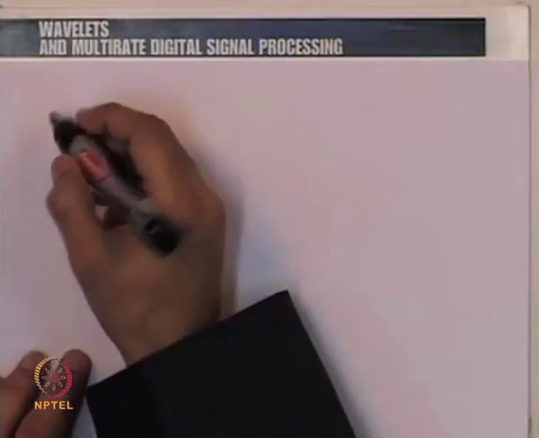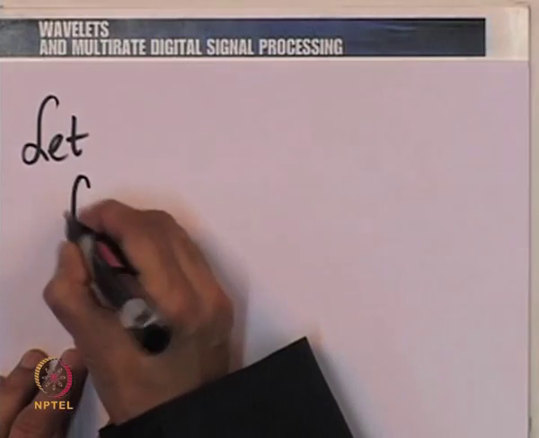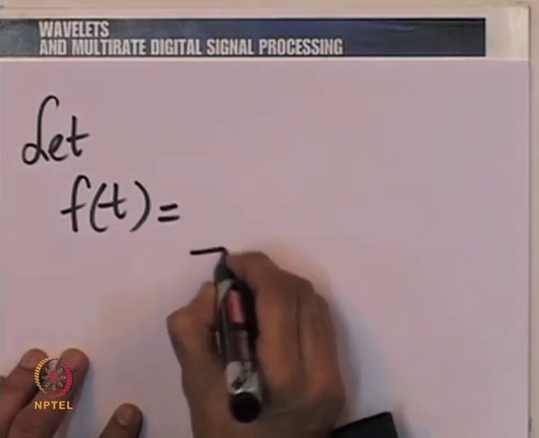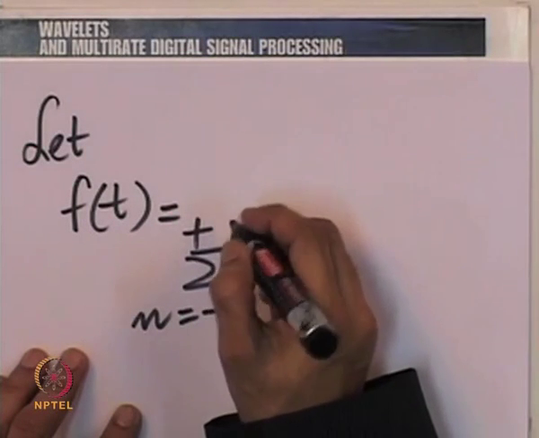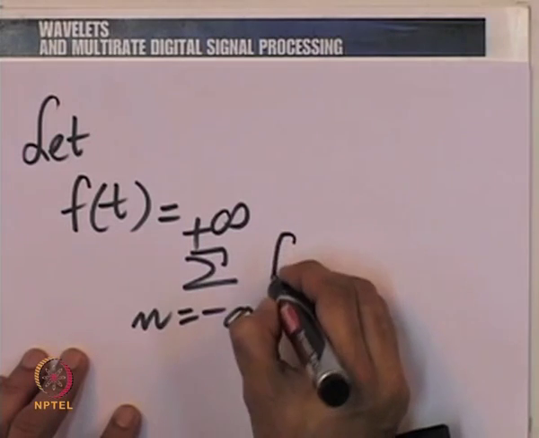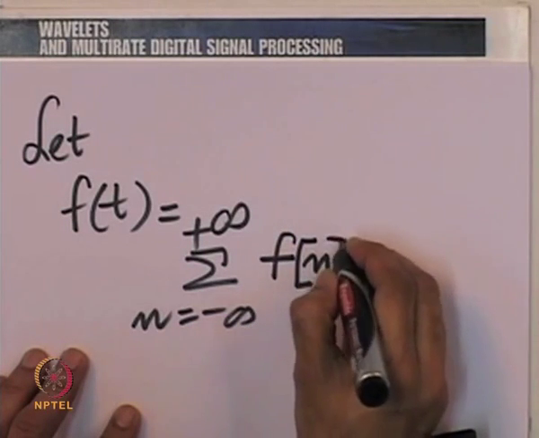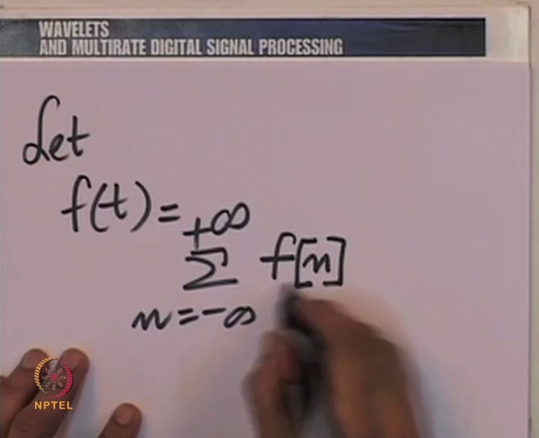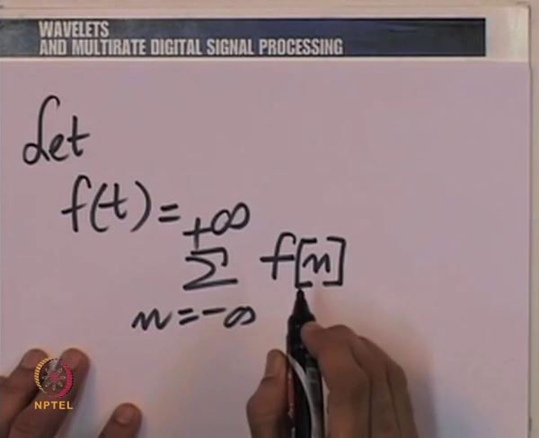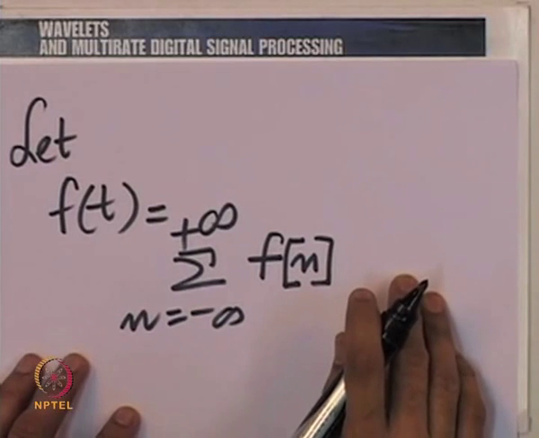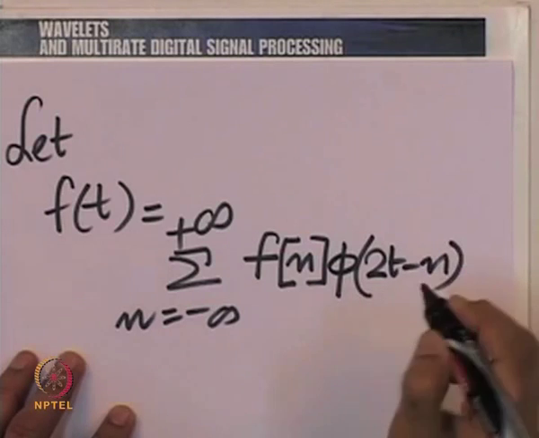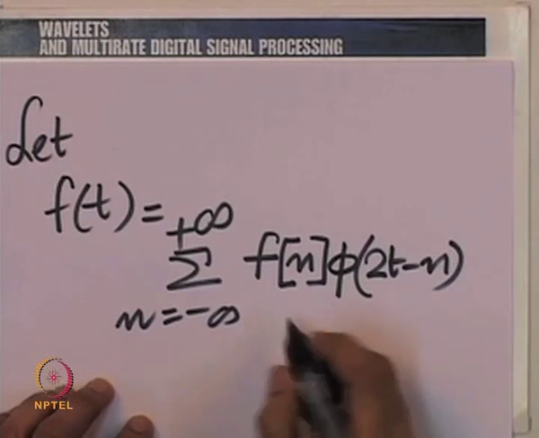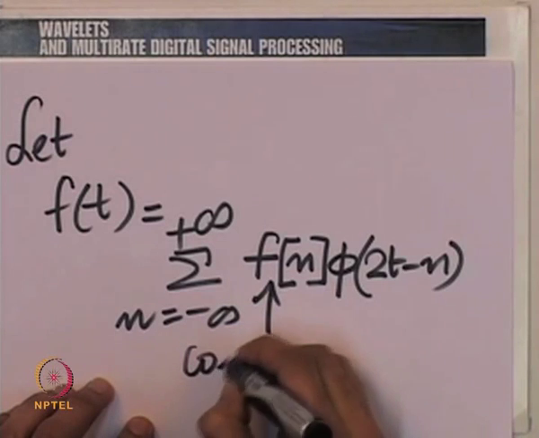So, let f t in particular be the sum for n going from minus to plus infinity of f square bracket n times phi 2 t minus n. Now, this is the set of coefficients in the expansion of f t with respect to phi 2 t minus n. Coefficients of expansion.